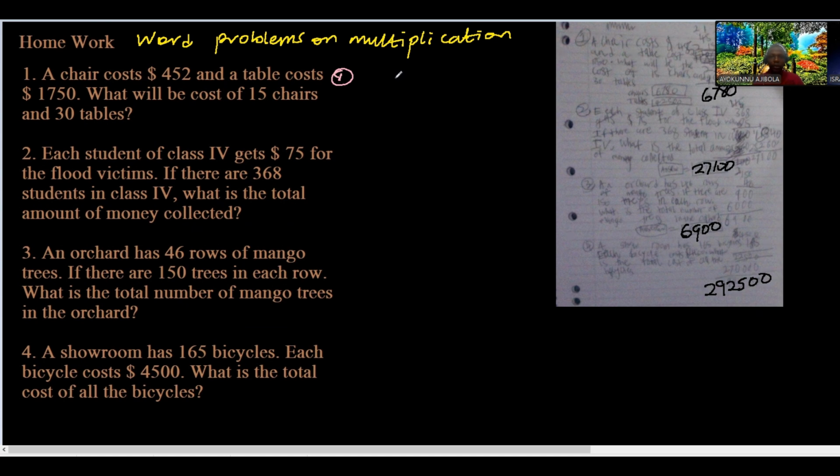Did you add the answers together? I thought I was meant to do them separate. Well, if you're going to the market and somebody asks what will be the cost of 15 chairs and 30 tables, are you going to give the person two separate amounts or the total amount that you're supposed to take to the market? It should be the total amount. Yeah, it should be total amount. Okay.